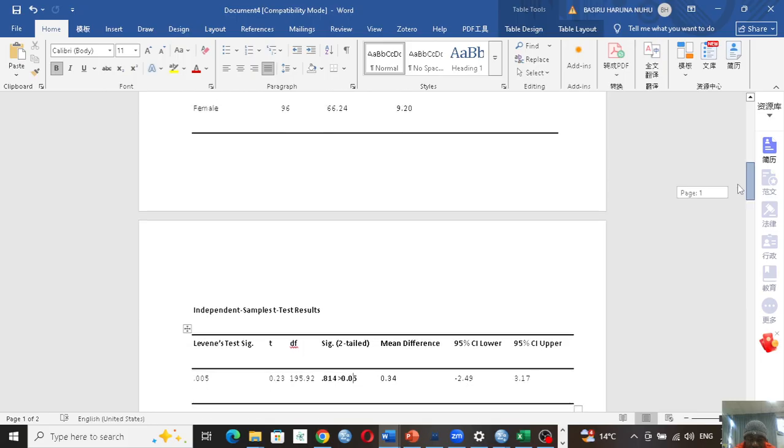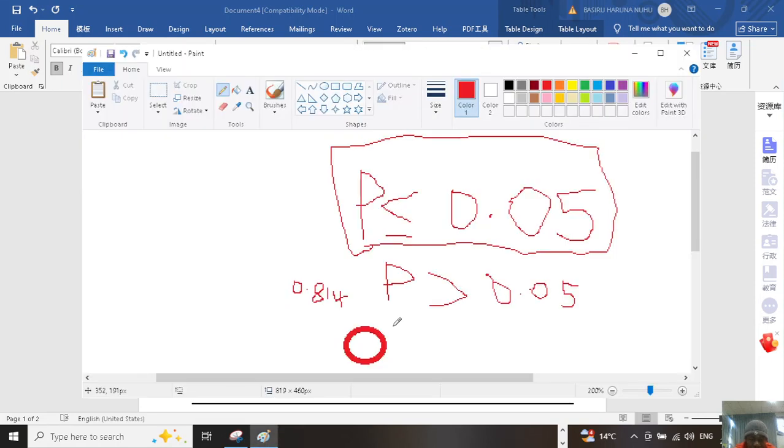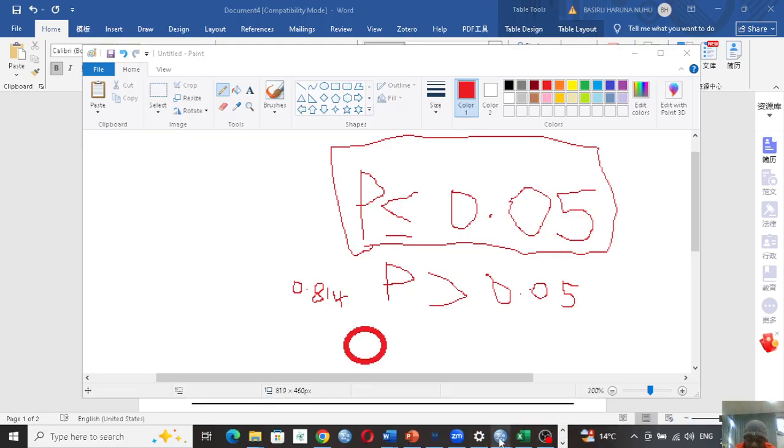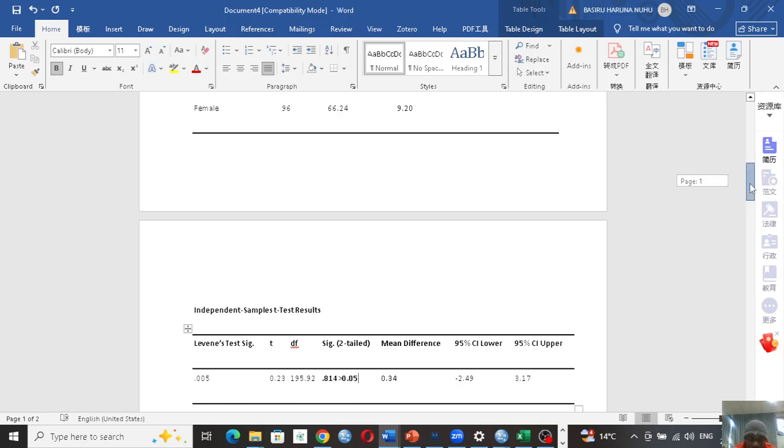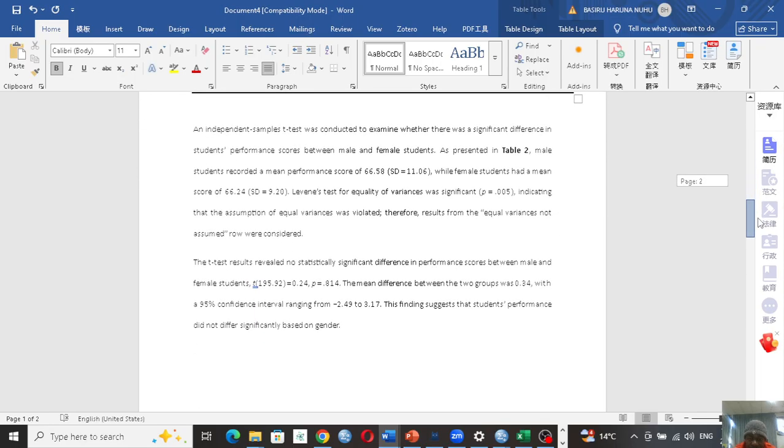So what we had here is 0.814. Then we compare it with 0.05. We could see that 0.814 is greater than 0.05. And if it is greater, we say it is not statistically significant. If it is greater, that means it is not statistically significant. So when you get to this side, that's what it means. So you can pause the video here and then just read how I report it.